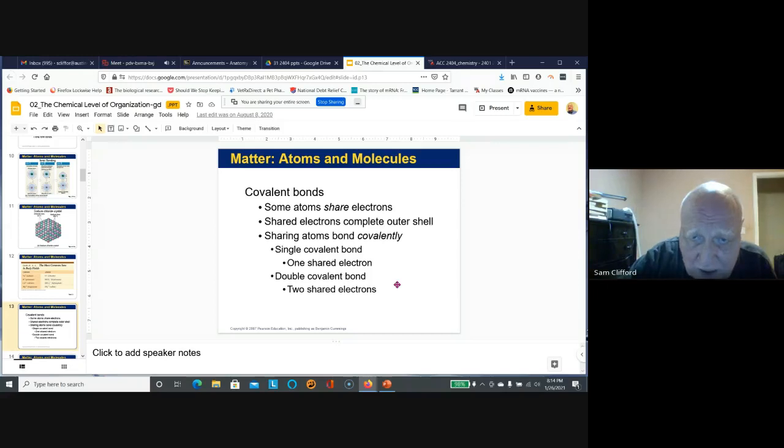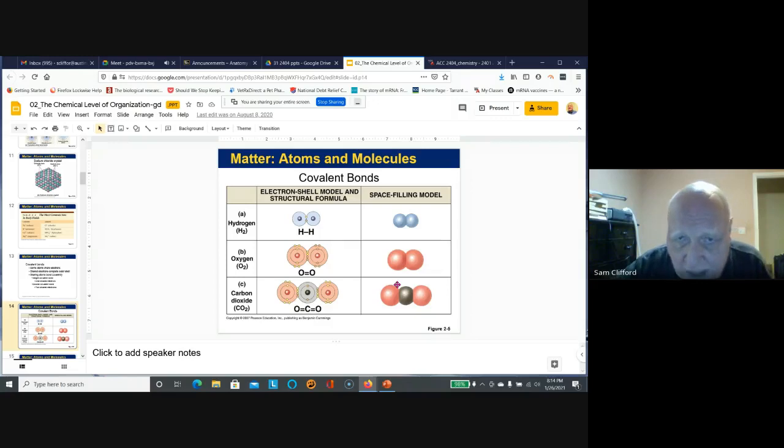Covalent bonds share electrons. If you have hydrogen, it shares 2 electrons. Oxygen shares 4 electrons. Carbon shares 4 electrons with each of these oxygens. So remember, this hydrogen should be white, but oxygen, carbon dioxide. These are covalent bonds where electrons are shared. Any questions about covalent bonds?